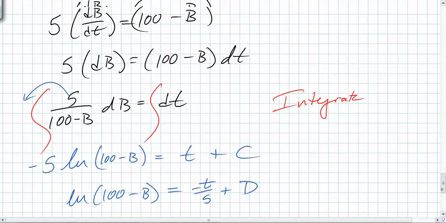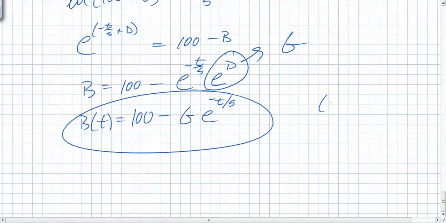Now we have the point. What does the point tell us? It tells us b of 0 is what? 20. So what does this say? It says when t is what, b is 20, not 200? So b is 20 when t is 0.